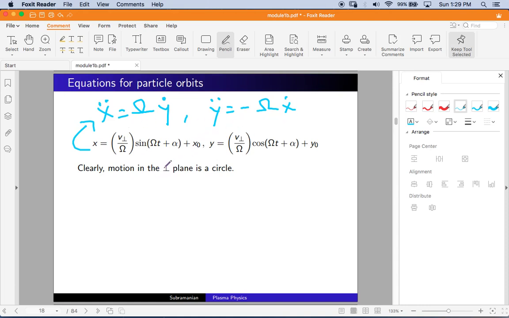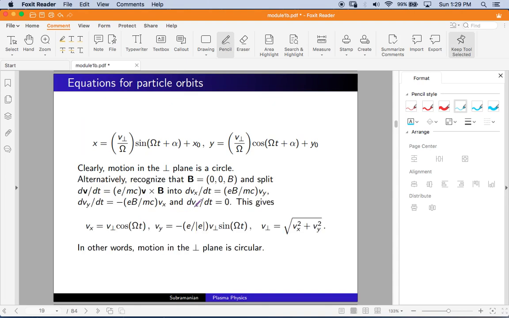And clearly, what this will say is that the motion in the perpendicular plane, in other words, the plane perpendicular to the magnetic field, which is along the z direction, right? So the motion in the perpendicular plane is a circle. You see, the amplitudes are both the same, and one is a sine and the other one is a cosine. Sine squared plus cosine squared is 1, and therefore that's saying that it's a circle, right? So this is an alternative way of recognizing this. Recognize that B is 0, 0, B only along the z direction.